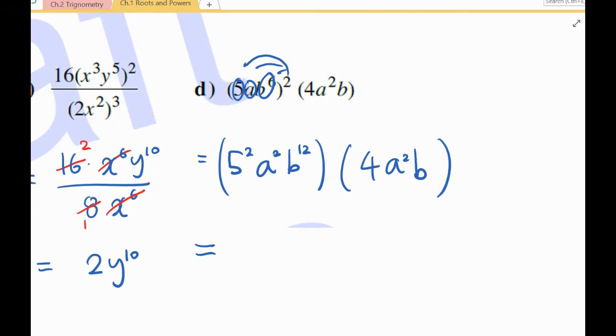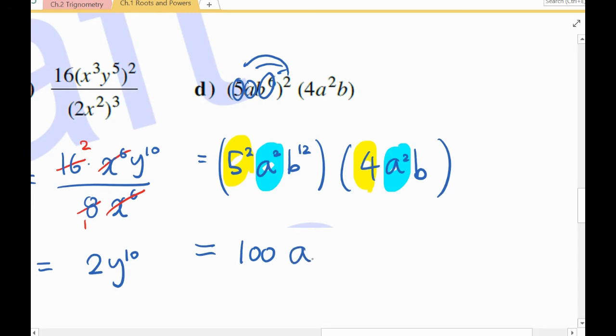Now we are going to multiply the numbers together. 5 squared is 25. 25 times 4 is 100. And multiply a and a squared, it becomes a to the power of 4. 1 is hidden here. B to the power of 12, b to the power of 1, together it becomes b to the power of 13. 100, a to the power of 4, b to the power of 13.